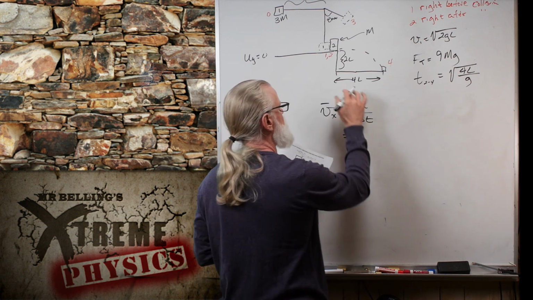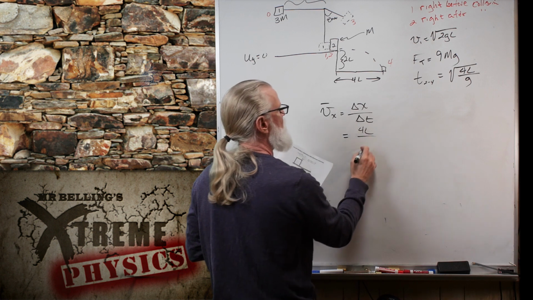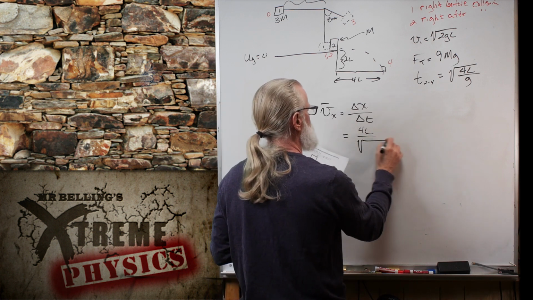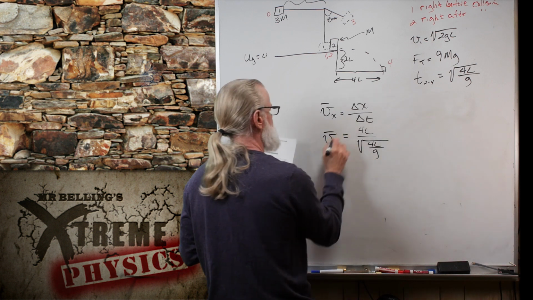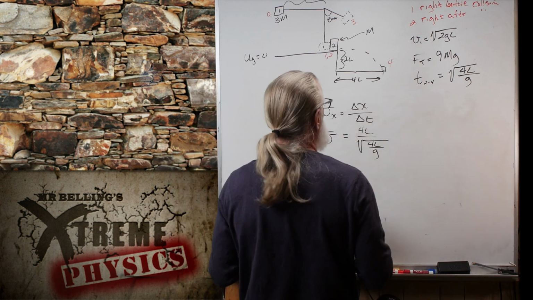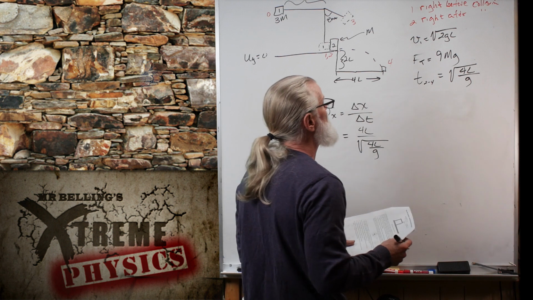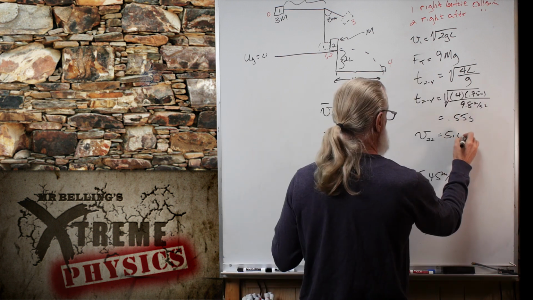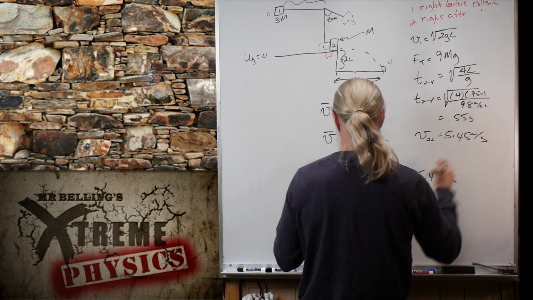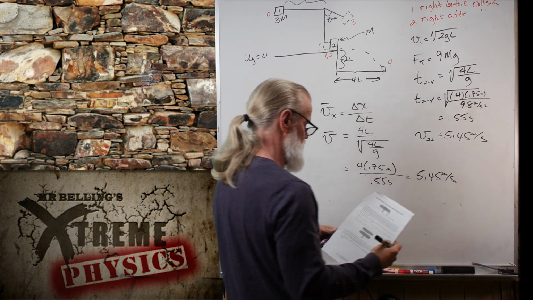So delta x, what do we got? 4L is delta x. And delta t is the square root of 4L over g, and that gives the velocity. I guess they probably want me to put numbers in. t equals 0.55 seconds. It's 5.45 meters per second. So I should start labeling these.